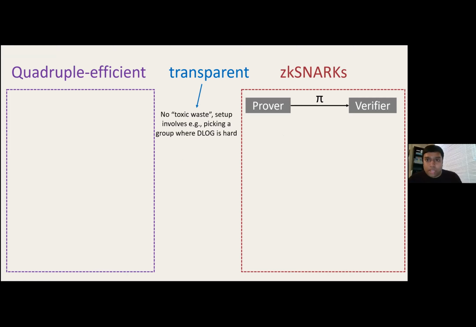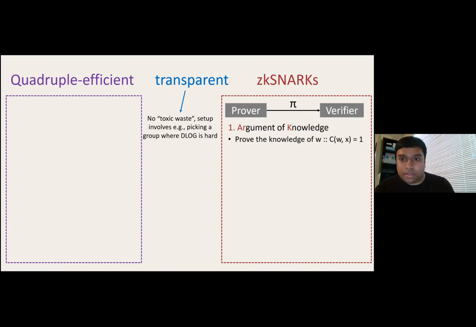All of you probably know zkSNARK, so it's an argument of knowledge, meaning that it's a protocol between a prover and a verifier. The prover is interested in proving the knowledge of some secret witness, such that some circuit outputs 1 when given the secret witness and some public input X as an input.